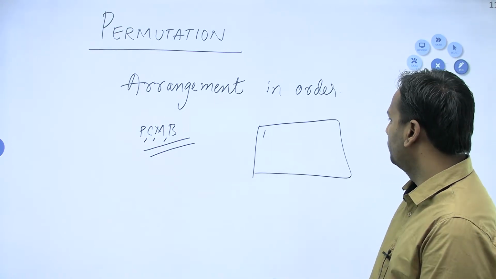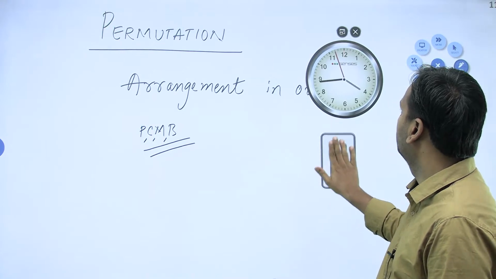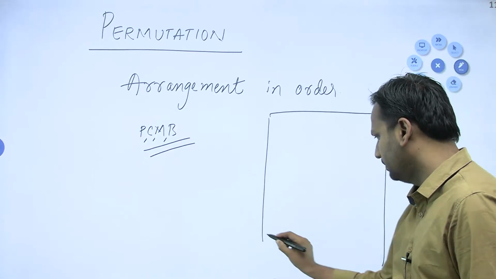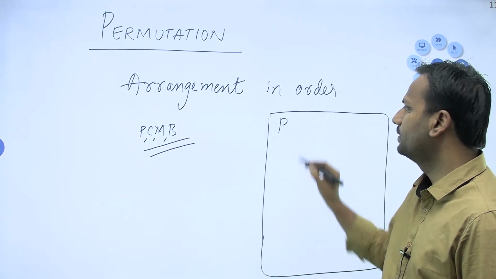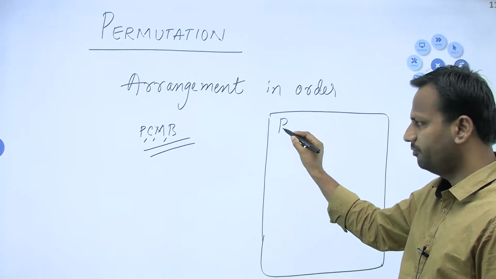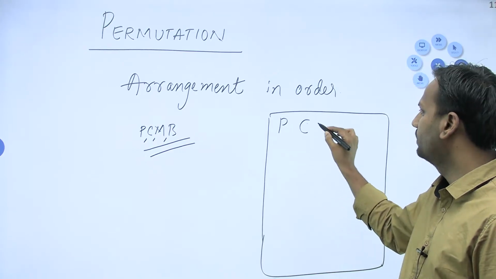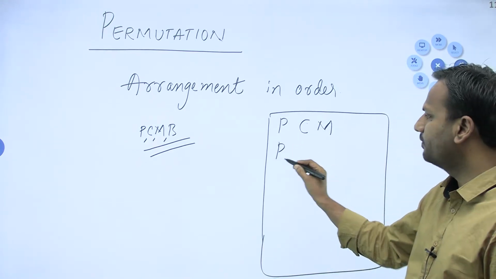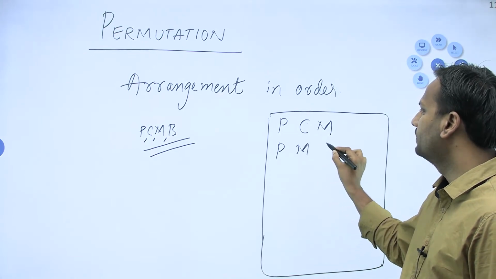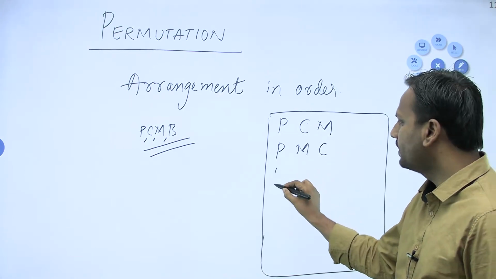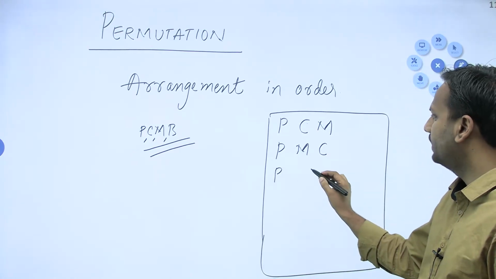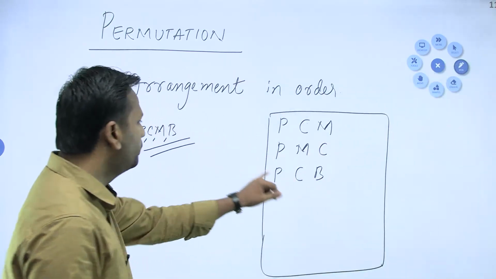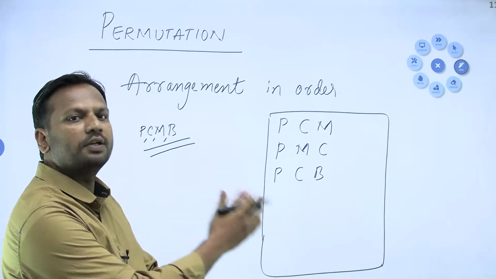Here I can keep them in the shelf, right? The first book I can keep as what here? Physics book, right? P. Next I can keep chemistry, then maths, right? Or else in this way I can arrange it by keeping first as physics, then maths, then chemistry. Or else I can keep first as physics, then I can take the biology book also. I can arrange in this way. Any three books I have to arrange in the shelf there.